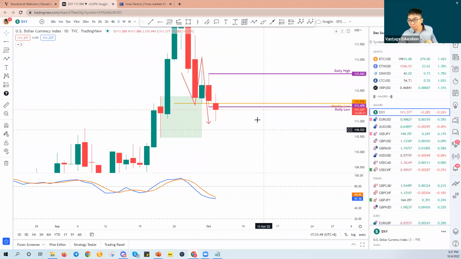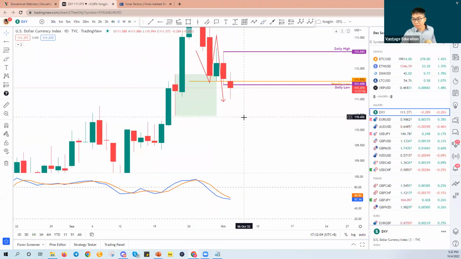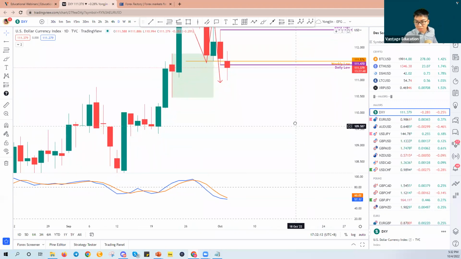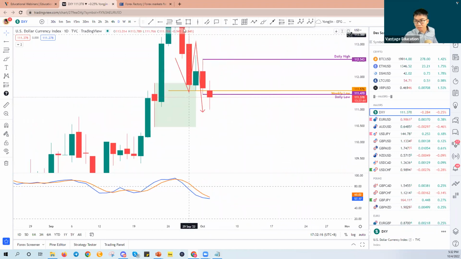So since price has already broken the daily low and the weekly low, it's possible that we can actually expect DXY to continue being bearish. But where might price potentially head to? This is what I like to do now. I like to draw out the market imbalance. So what do I mean by market imbalance?